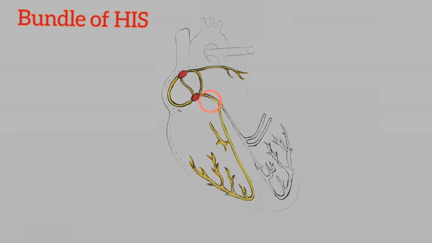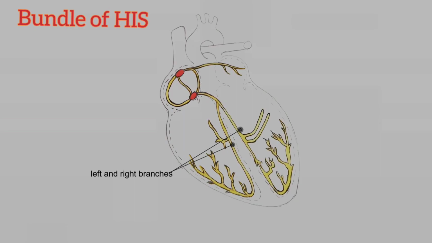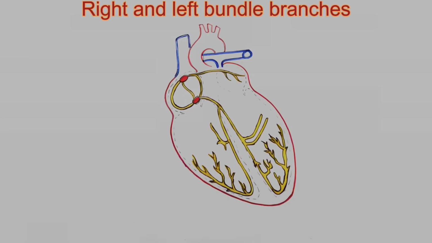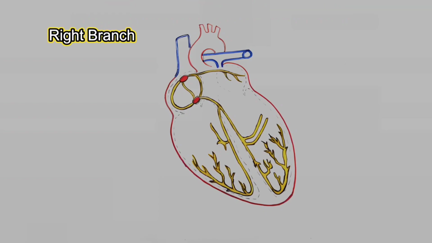Atrioventricular bundle, which is the bundle of His, begins from the AV node, crosses the AV ring and enters into the inferior membranous part of the interventricular septum, which divides into left and right branches of the bundle. The right and left bundle branches.